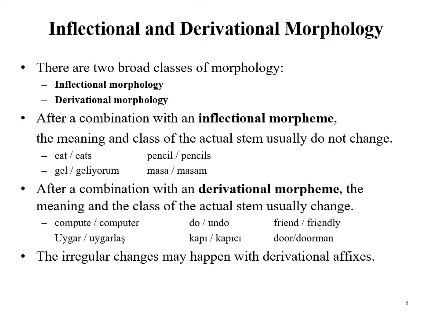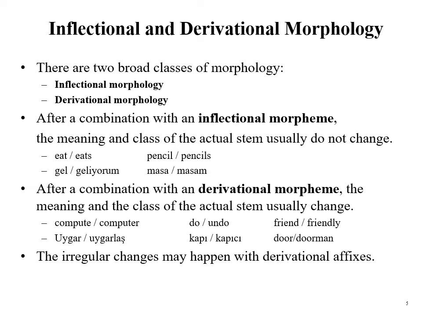There are two broad classes of morphology, which are called inflectional morphology and derivational morphology. After a combination with an inflectional morpheme, the meaning and class of the actual stem usually do not change. For example, if you are performing inflectional morphology, you have to add some prefix or suffix, and then the meaning of the word will not change fully.